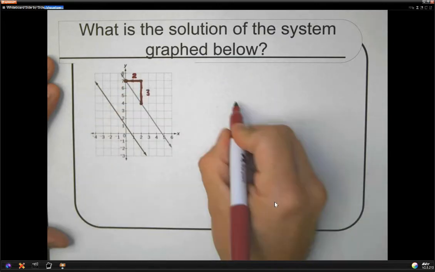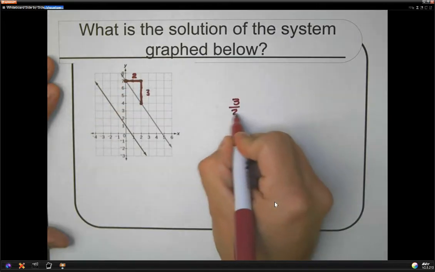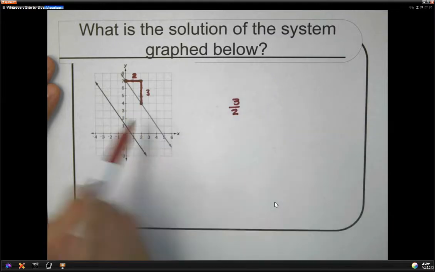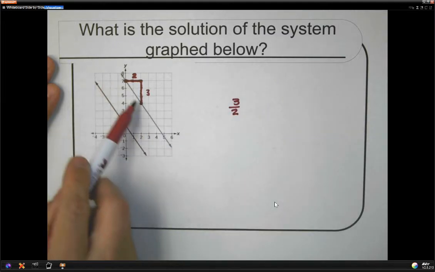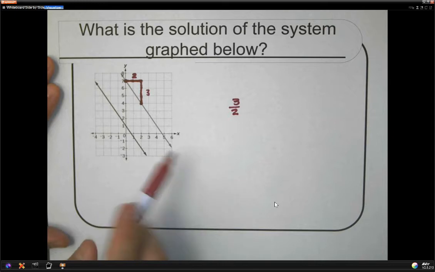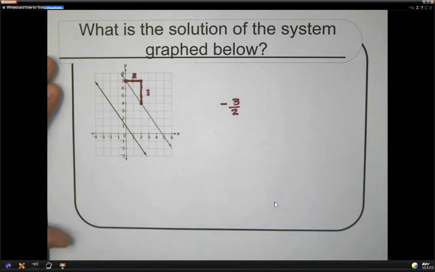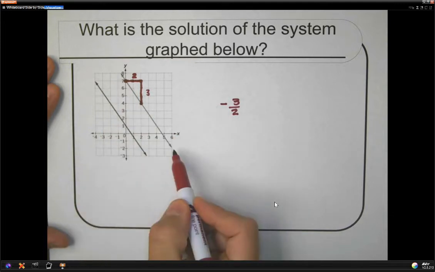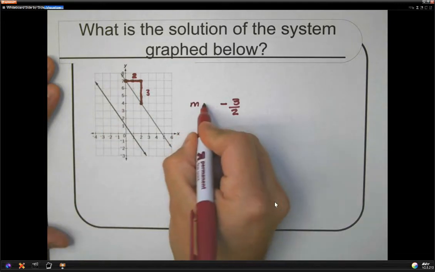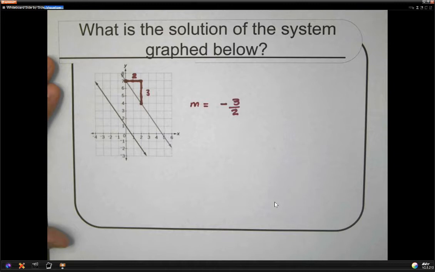So I have rise over run, and that's the slope of this first one. Do notice that the graph is falling, and because the graph is falling, I know that it has a negative slope. So the slope for this first graph is -3/2.